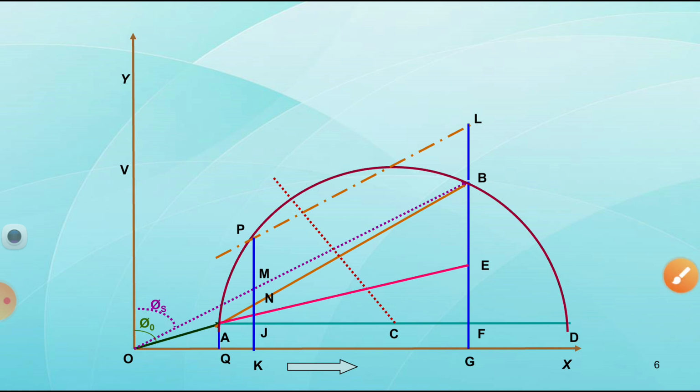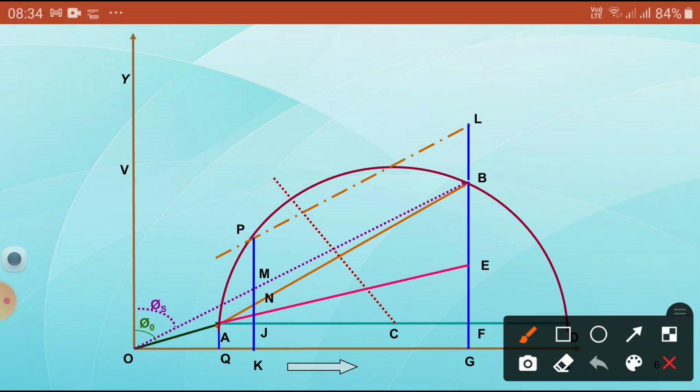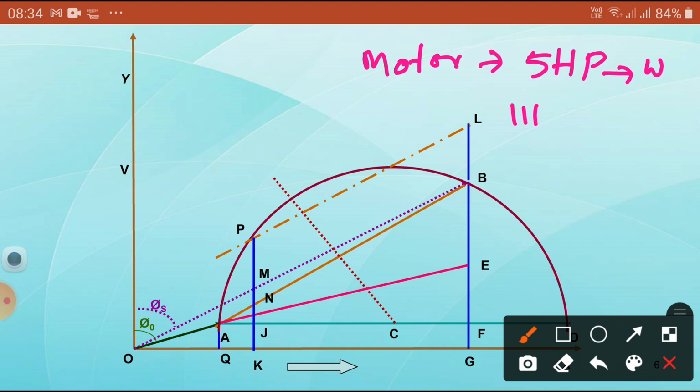So here the BL indicates the motor output, which is given. For example, a 5 HP motor is given. Now the 5 HP motor is converted into watts. 1 HP is equal to 745.5 watts. So based on that, you are going to convert this scale.